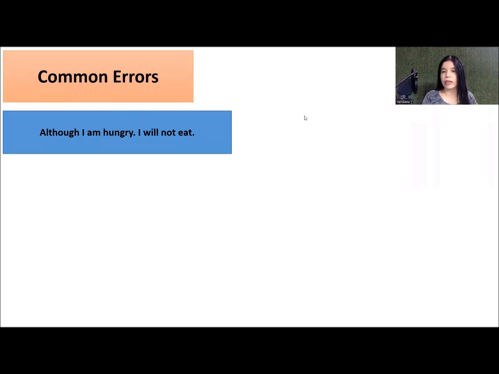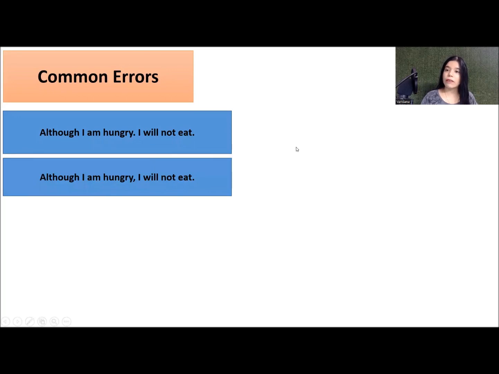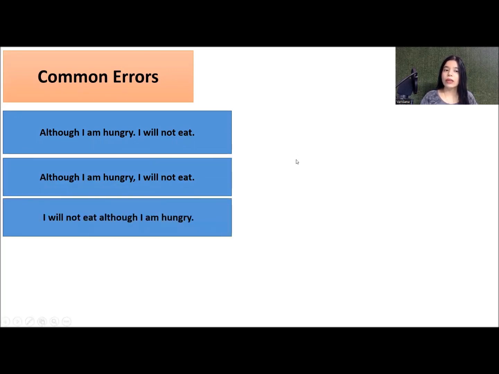So how can we rectify this error? We can say, although I am hungry, I will not eat. We can also switch this sentence like this: I will not eat although I am hungry. So what we are doing is, in the middle, either we are using a comma or we are using a conjunction in the case of complex sentences.